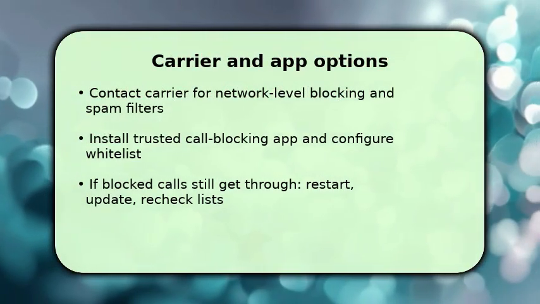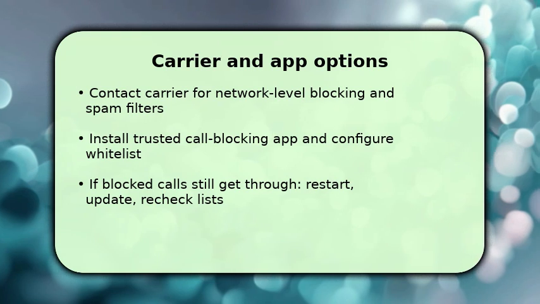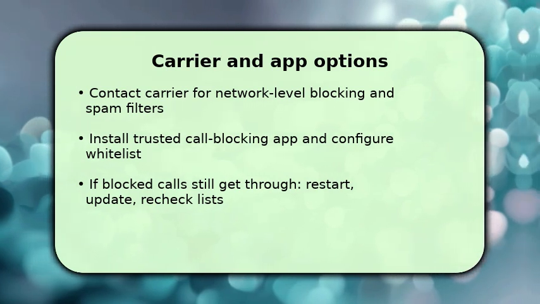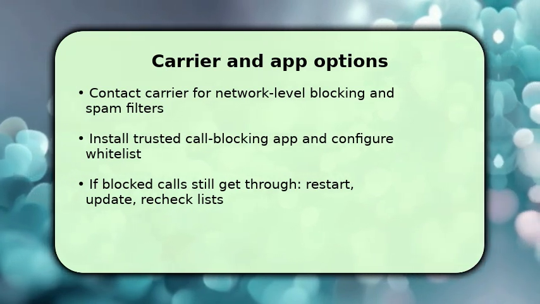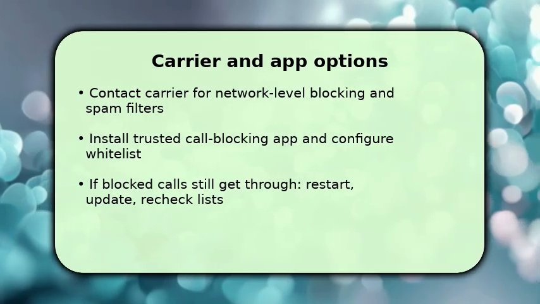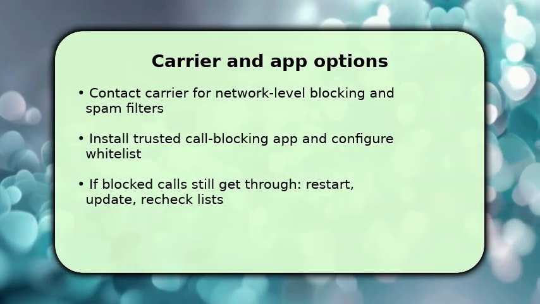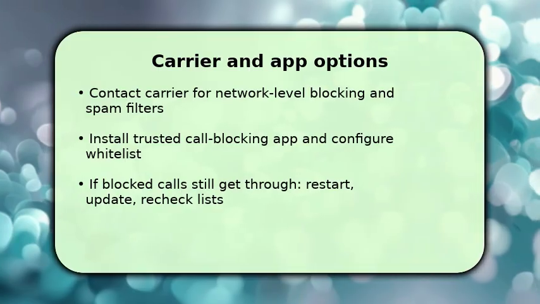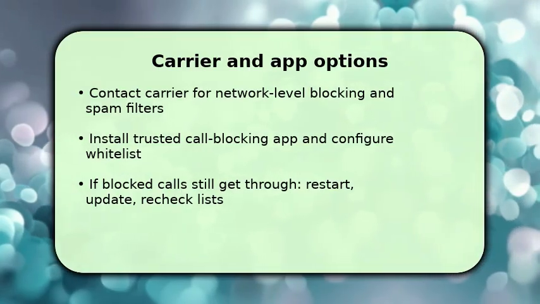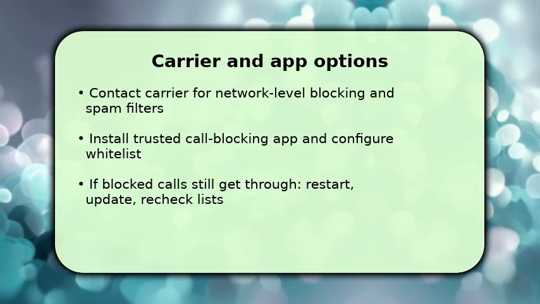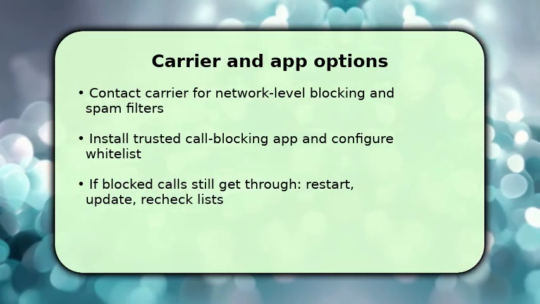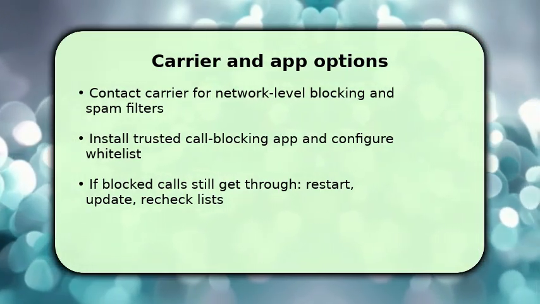Finish by exploring carrier and third-party app options for tougher cases. You can contact your carrier to enable network-level blocking and spam filters, which blocks before your phone rings. Alternatively, install a trusted call blocking app and configure a whitelist so only approved numbers get through. If blocked callers still reach you, restart the phone, update the OS and apps, and recheck your blocked lists. This often fixes syncing or permission issues.